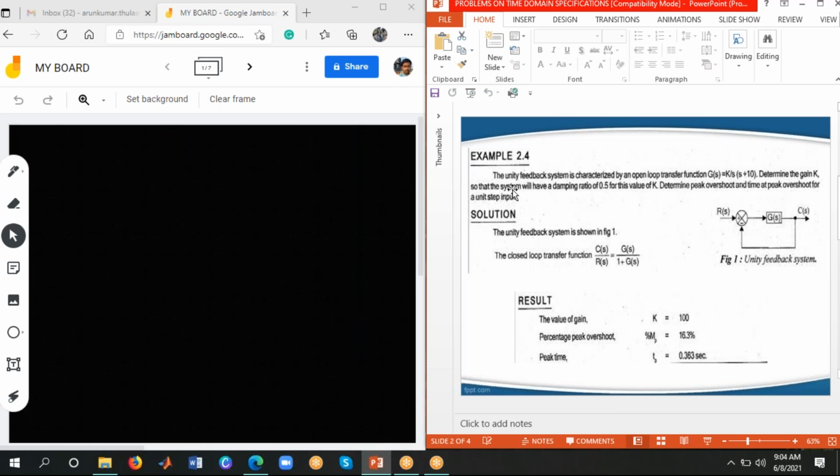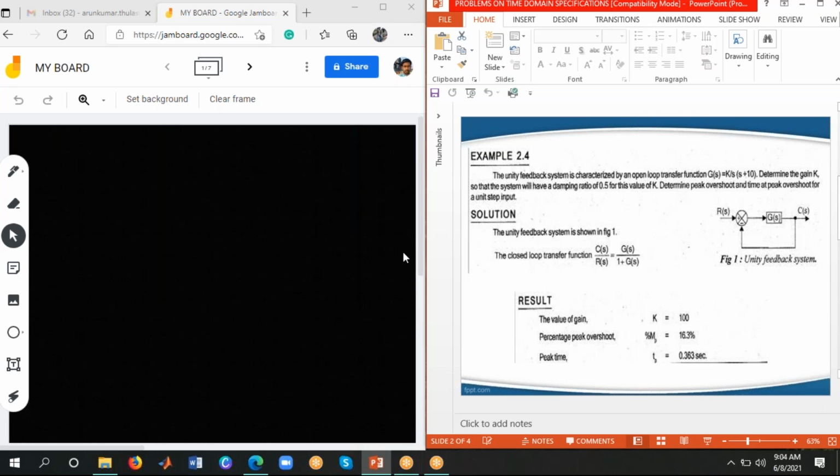The question is: the unity feedback system is characterized by an open loop transfer function G of s equals K divided by s into s plus 10. Determine the gain K so that the system will have a damping ratio of 0.5. For this value of K, determine the peak overshoot and time at peak overshoot for unit step input.